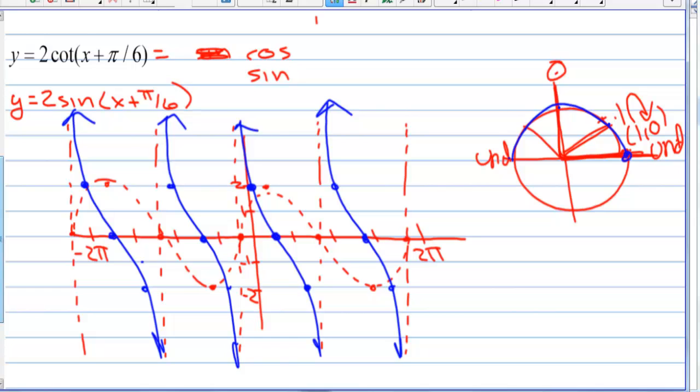Any questions? If I ask you to graph one period of cotangent, it's from 0 to pi. That's the one we look at right there. That's the one that you would graph. You wouldn't go 5 periods to the left and give me that one. You'd go from 0 to pi. That's the one you'd show me.